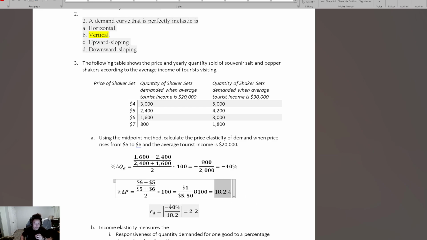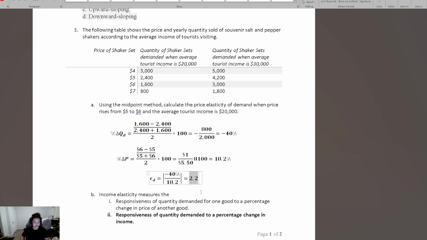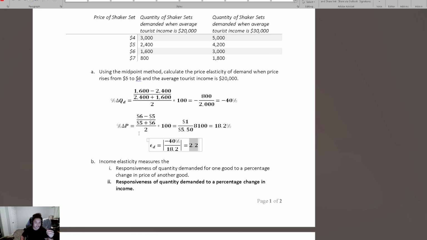We have to make sure that at the end we take these two calculations together, our percentage change in quantity divided by our percentage change in price, and that will give us our elasticity. So, it works exactly the same when we're doing income. The only difference here is that now instead of our percentage change in price, we're going to have a percentage change in income in the bottom.